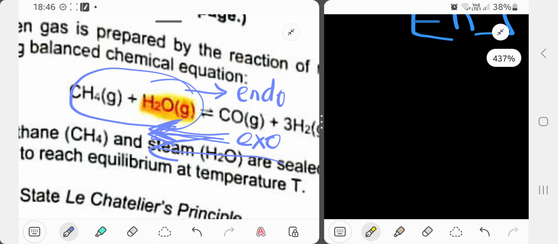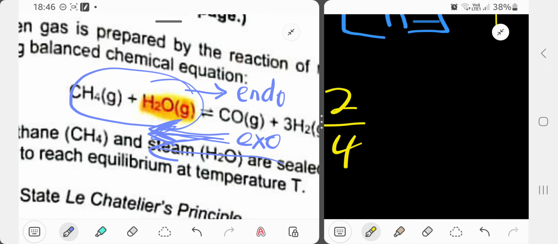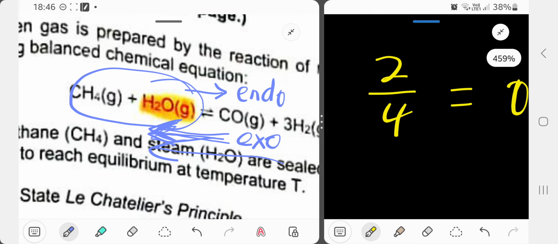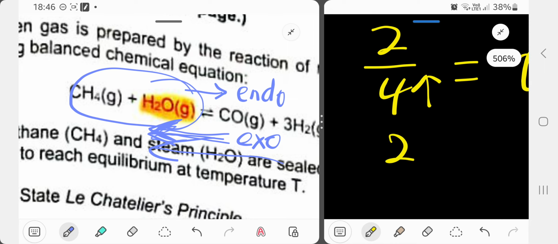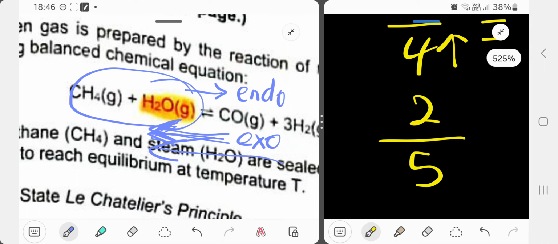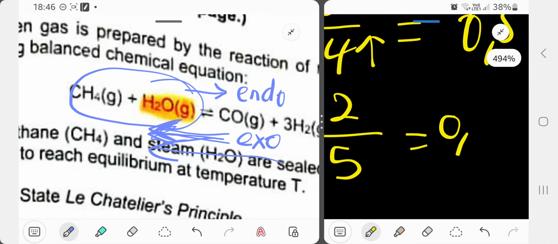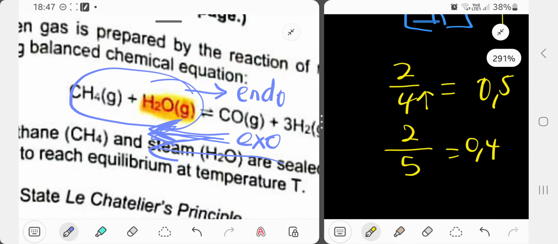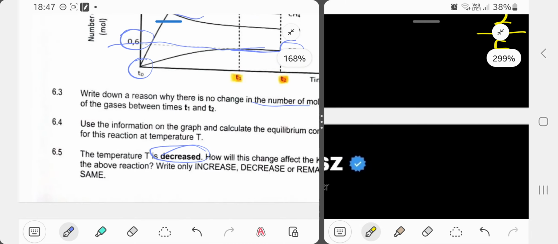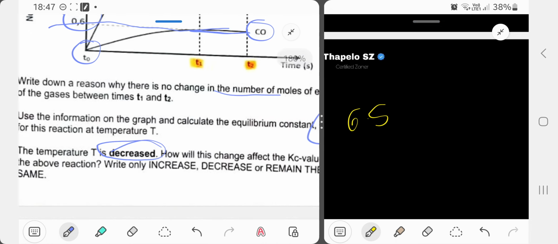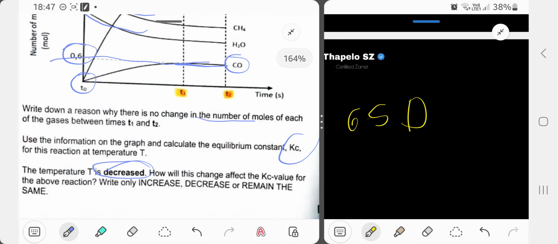So I have 2 over 4, this is 0.5. But now I'm increasing the denominator. So it's still 2 there, but it's over 5 now, for example. This is 0.4. So we can see that when we increase the denominator, our expression decreases. So we could just say that for Kc, the Kc will decrease.